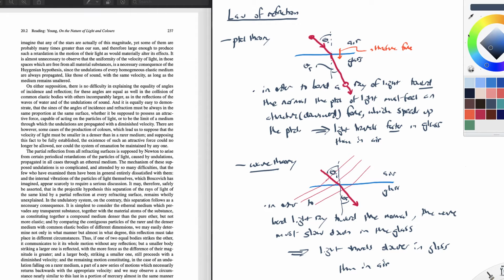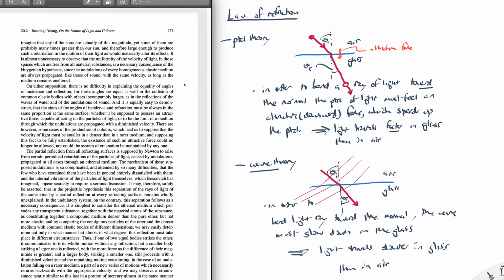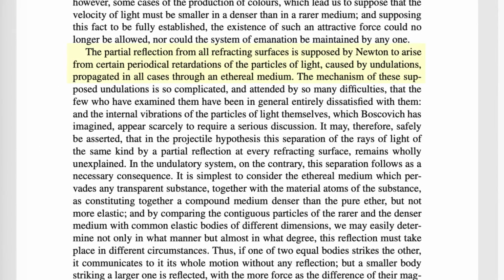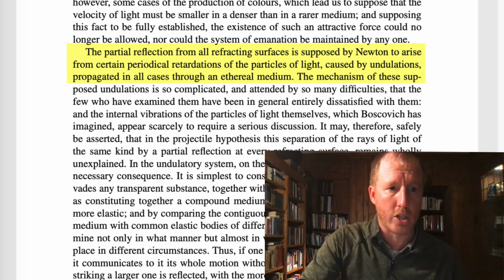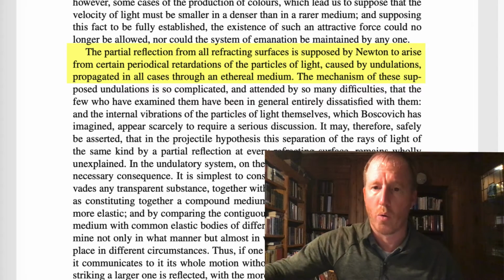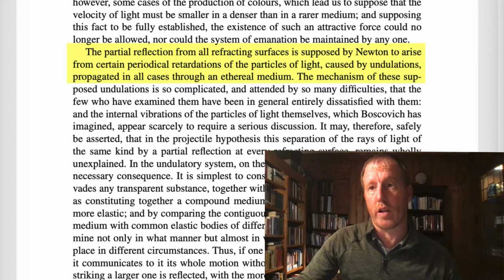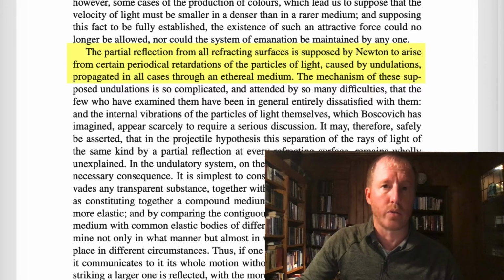Okay, so that's refraction. Let's go on and talk about some of the other points that he makes in this chapter. So let's talk about partial reflection. This is the last paragraph on page 237. What do we mean by partial reflection? Well, if you've ever stood in front of a pane of glass looking outside, you'll notice that you can sometimes see a faint image of yourself in the glass.